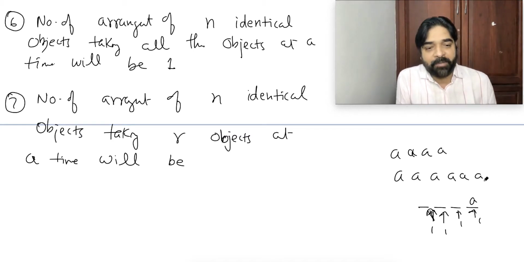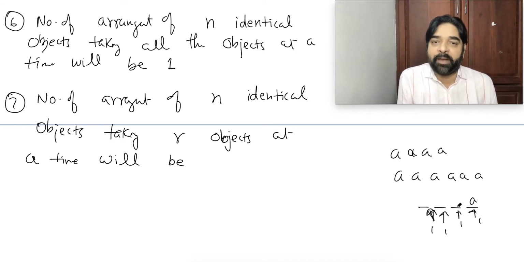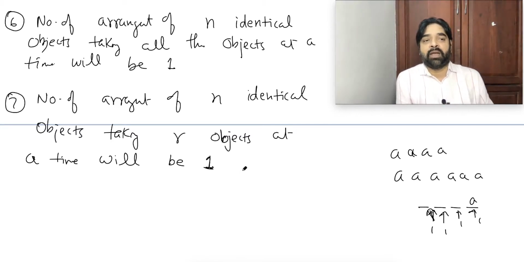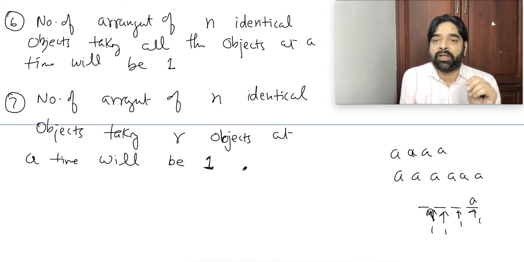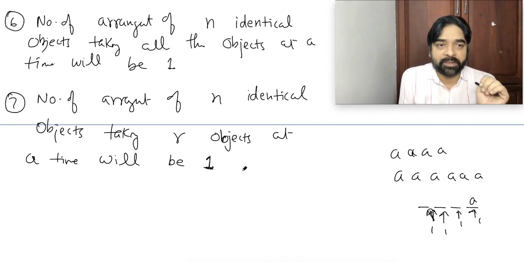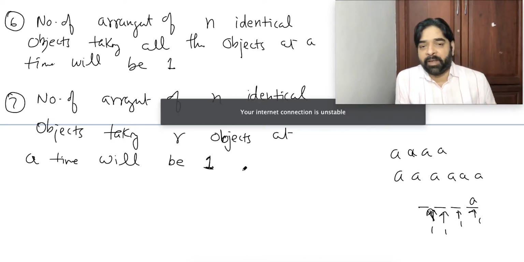So this place can be filled by one way, this also by one way, this also by one way, so it will be 1. The number of arrangements of identical objects will always be 1, either you are arranging all the objects or only a few objects. Is it clear to everybody?